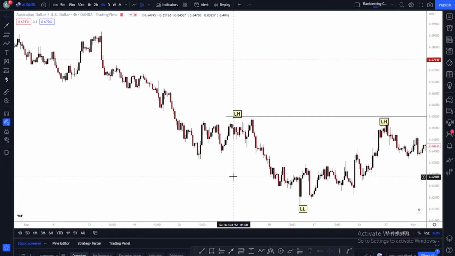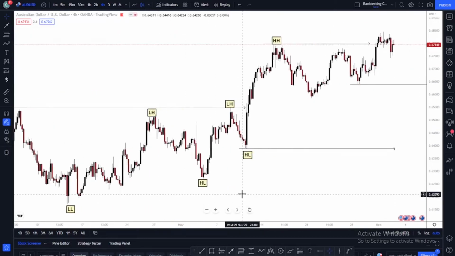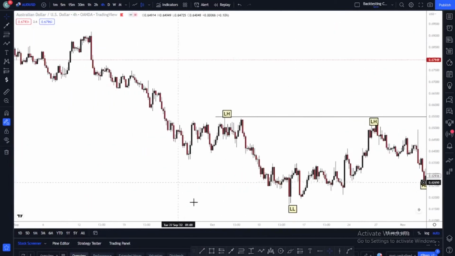So, looking at AUD USD, we're on an H4 time frame, right? Like I always say, the first thing we need to do is to identify our trend. Looking at our chart, what trend are we in at the moment? We're in an uptrend. How do we know we are in an uptrend? We first need to identify the market structure. Okay, so now let's identify the market structure.